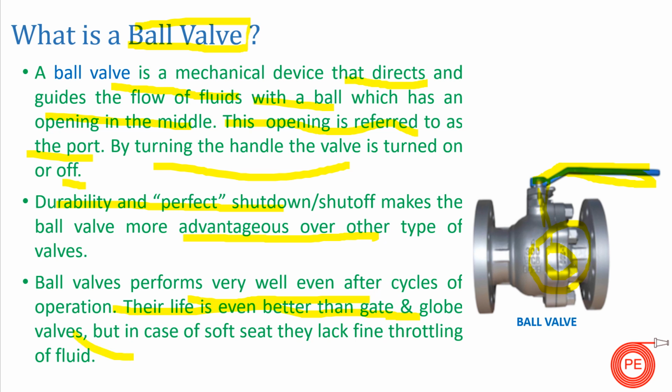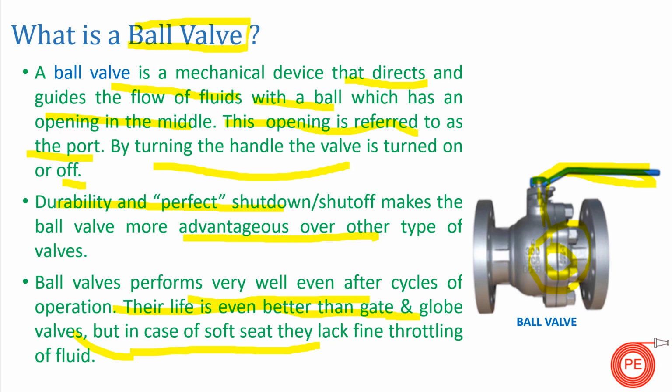But in case of a soft seat, they lack fine throttling of fluid. So there is a seat which transmits metal to metal contact, which controls the flow. When a soft seat is used, there may be chances of leakage, and hence where a soft seat is considered, fine throttling cannot be achieved. Hence where a soft seat is considered, we do not recommend a gate valve.